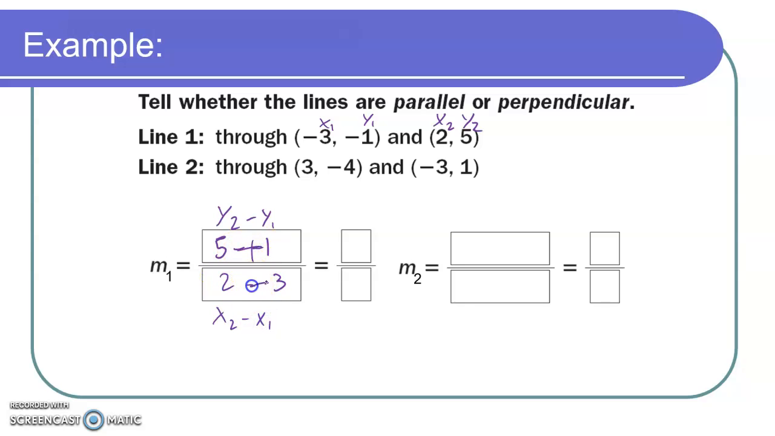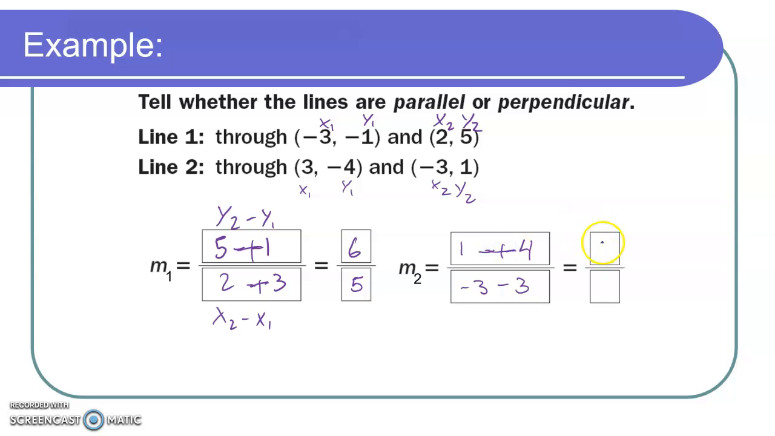And then it's the same process for this one. Your y1 is negative 4, y2 is 1. Let's set that up: 1 minus a negative 4. And then for x2 and x1, you're going to have negative 3 minus 3. Minus a negative is positive, so 1 plus 4 gets you 5. Negative 3 minus 3 gets you a negative 6. Overall, that will get you negative 5 over 6.